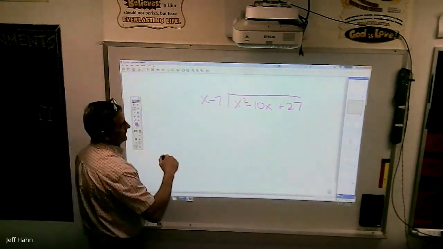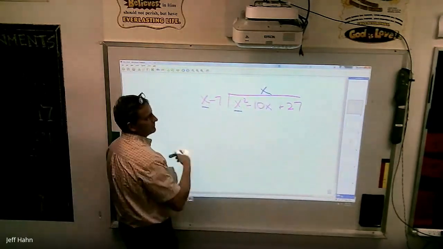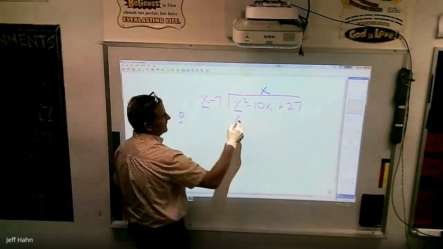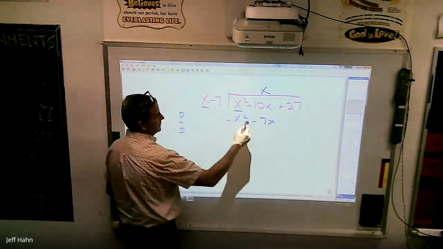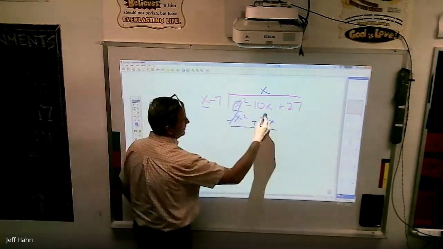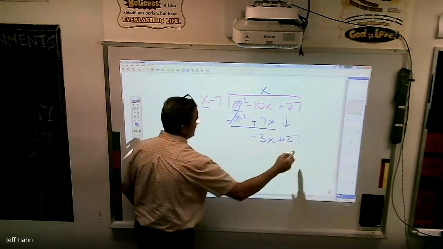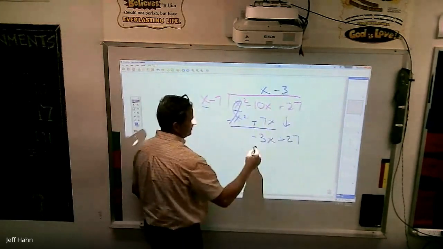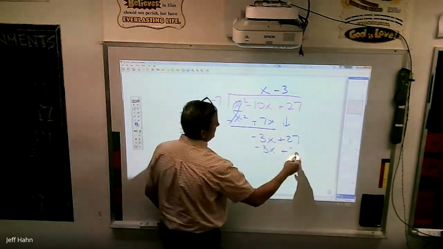All right, so Frankie, what times x gives you x squared? That's an x, right? That's your dividing part. I multiply x times both of those, I get x squared minus 7x. I then have to subtract, which means I change them to their opposites. This goes away. I'm left with a minus 3x. I bring down my plus 27. What times x gives me minus 3x? A minus 3, which gives me minus 3x. Negative times negative should be positive 27.